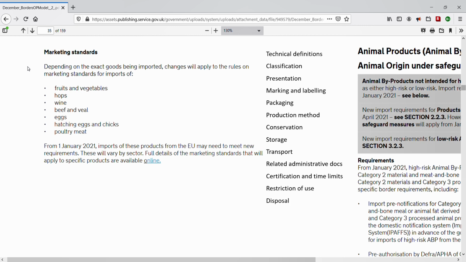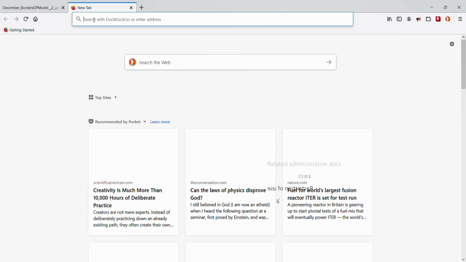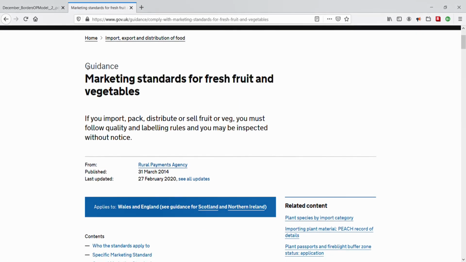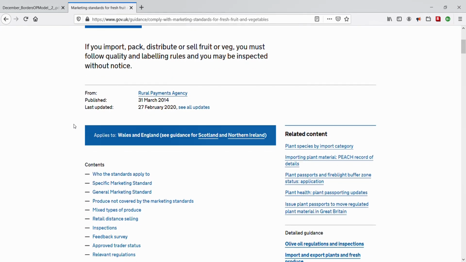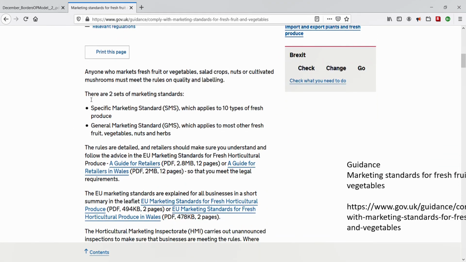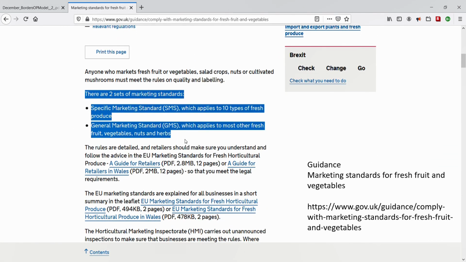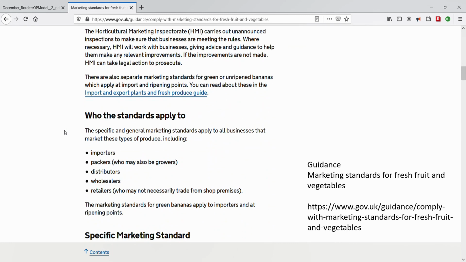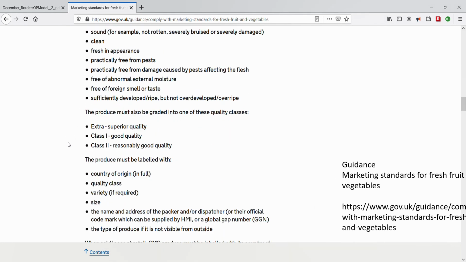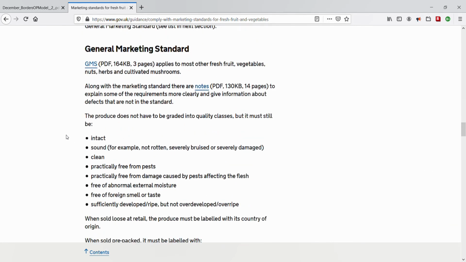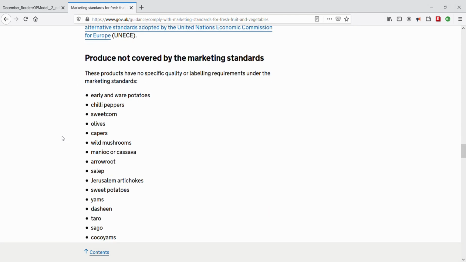I would imagine that, still so close after the Brexit transition period, UK marketing standards might well mirror EU marketing standards too. At least for the time being. Let's take a quick look. Pause where you like. We can jump to UK guidance. Marketing standards for fresh fruit and vegetables. Relating to compliance. We see there are two sets of marketing standards, specific marketing standard, SMS, which applies to a range of fresh produce, we see here. And general marketing standard, GMS, which applies to most other fresh fruit, vegetables, nuts and herbs.